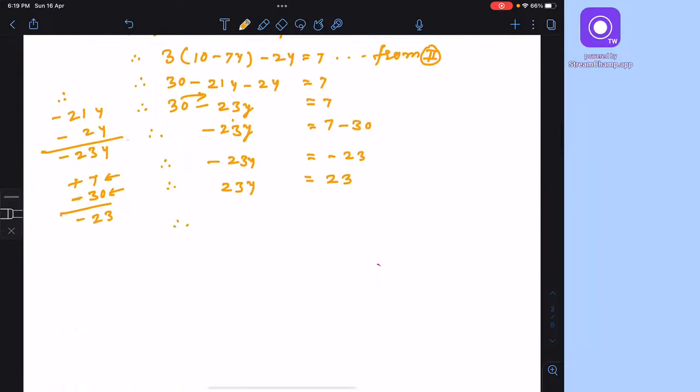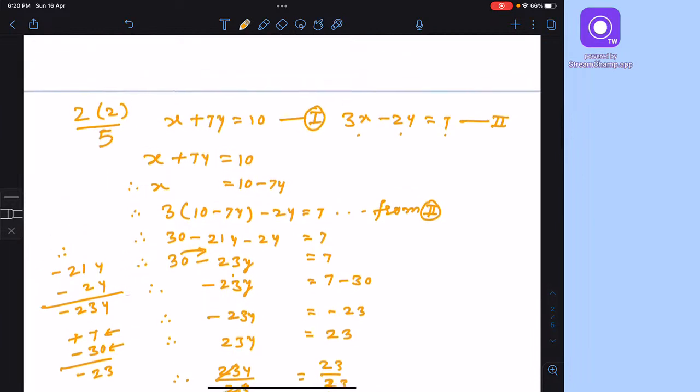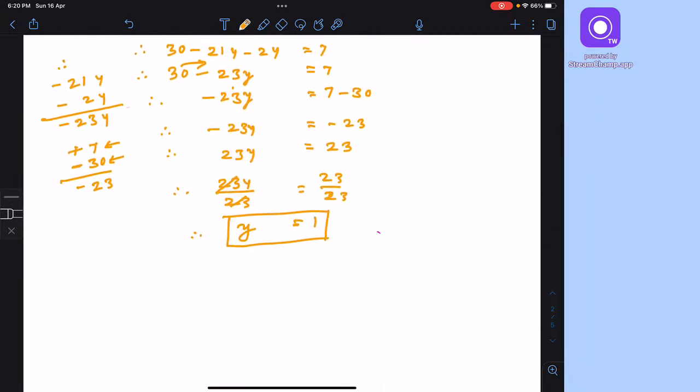So here y is the variable, the coefficient of the variable is 23. So divide both sides. 23y divided by 23, and the right hand side also divided by 23. So this 23 cuts, and therefore y is equal to 1. So this is the value of one variable. Okay. Now here what we have done, equation number 1, 2. So this can be said as equation number 3.